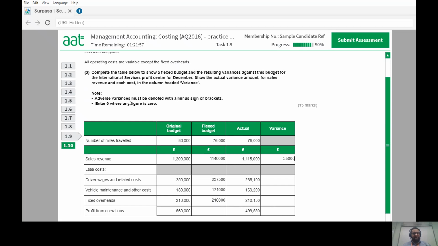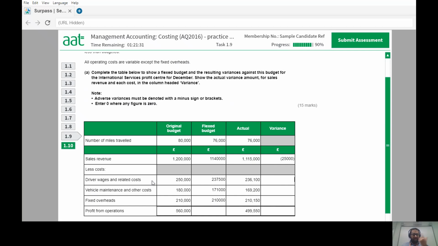Here you go. Adverse variances must be denoted with minus signs or brackets. Okay, so is it going to be adverse or favorable? If you look at that here, according to the budget, we need to be getting 140,000. But here it is less than that. Therefore, this is going to be a negative variance or an adverse variance. We call it that way. So let's do them in brackets. It looks more clear that way.